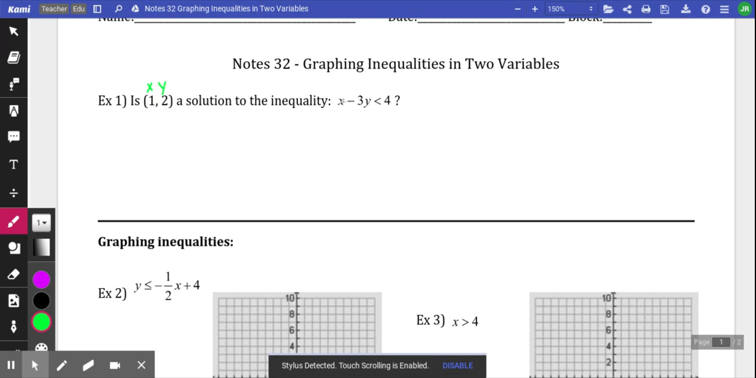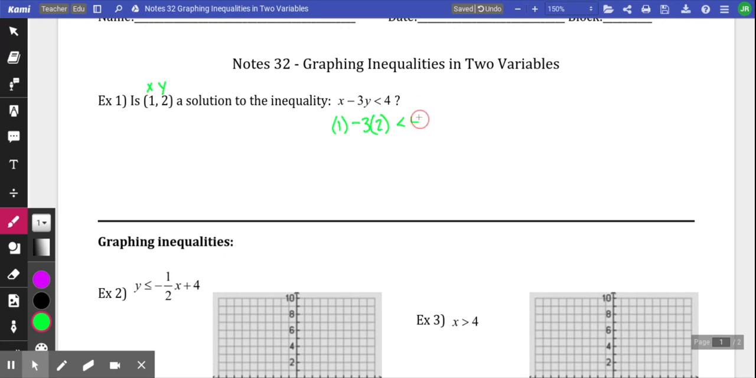And so over here in our inequality, we are going to replace our x with a 1 minus 3. We're now going to replace our y with a 2. And we're going to ask ourselves, is this less than 4? So this is what we're trying to figure out. Is this less than 4? Is this true or is this false?